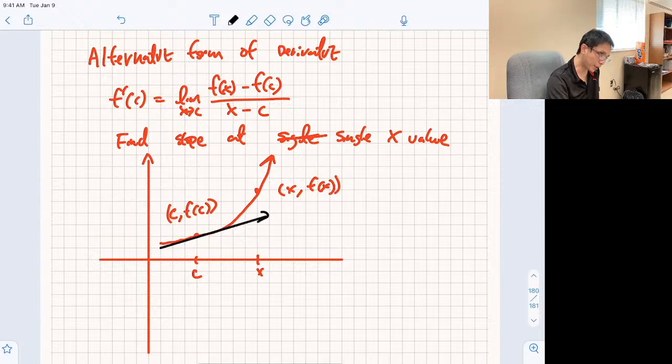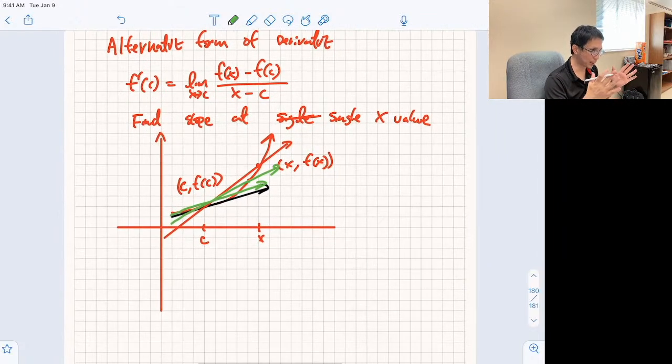But we start with the slope of the secant line. And eventually, as x approaches c, it shrinks and turns into the black line. So we find the derivative at a single c value, and that c value is a constant instead of a variable. When the limit as x approaches c, we are pulling x towards c, and once it's pulled towards c, you can find the slope at c. Are we okay?